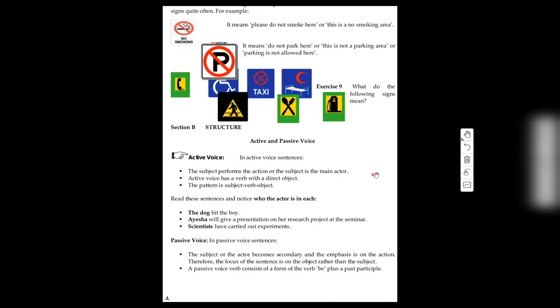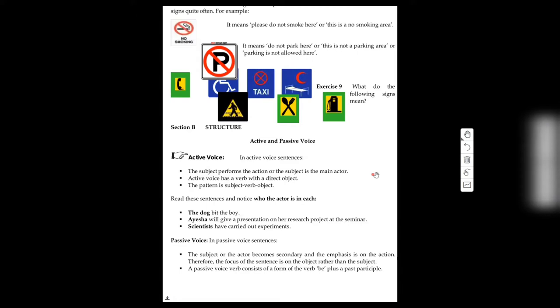Aisha will give a presentation on her research project at the seminar. Scientists have carried out experiments. So the dog, Aisha, and the scientists are the actors, right? And they are doing different actions.